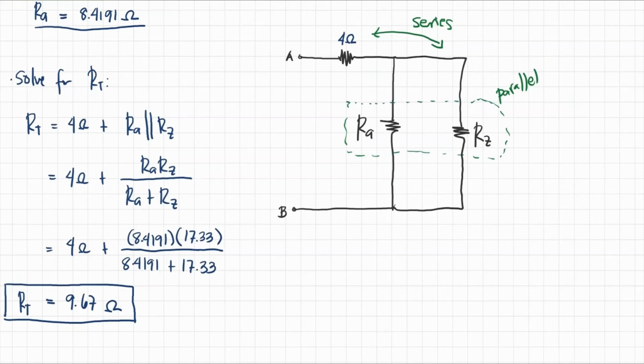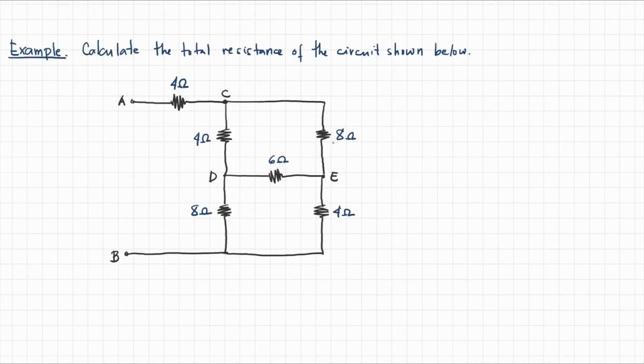So this time we will try to explore another solution for this, but instead of converting Y to delta, we'll be using a delta to Y connection. If we observe the bridge network, we can see that the 4, 6, 8 ohms at the top are actually connected in delta. So we will try to transform that into Y, and let's see if we will arrive at the same answer.